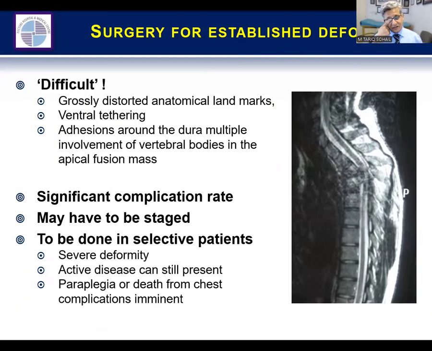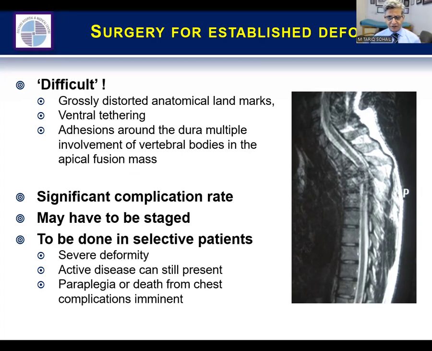But in surgery for established or healed tuberculosis, the surgery is difficult because there is gross distortion of the anatomy and landmarks, there is ventral tethering of the pathological area, and there are adhesions around the dura, with multiple involvement of the vertebral bodies and an apical mass of fibrous tissue with new bone formation. Once you try to correct, there may be further damage to the spinal cord or the blood supply to the area. Second, in the scar at the apex of the vertebrae, there may be pockets of isolated tuberculous area, which may be reactivated and produce late onset paraplegia in these patients.